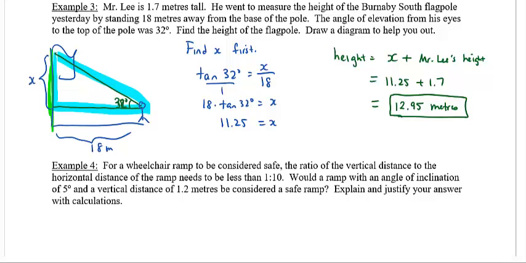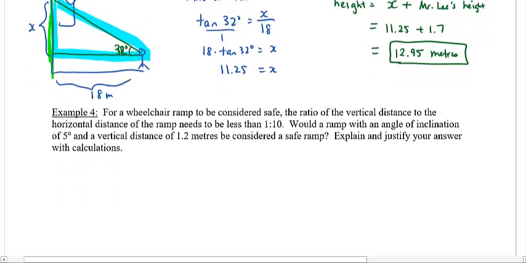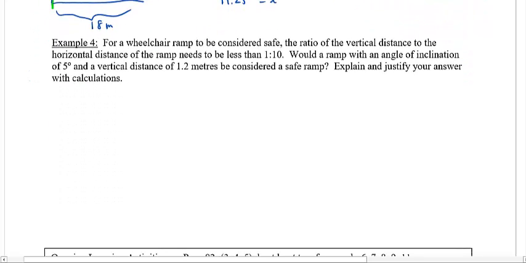Last but not least. For a wheelchair ramp to be considered safe, the ratio of the vertical distance to the horizontal distance of the ramp needs to be less than the ratio of 1 to 10. So the question is, would a ramp with an angle of inclination of 5 degrees and a vertical distance of 1.2 be considered a safe ramp?